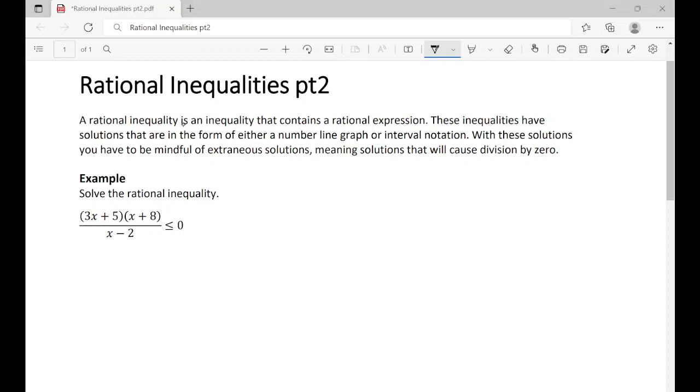A rational inequality is an inequality that contains a rational expression. These inequalities have solutions that are in the form of either a number line graph or an interval notation. I'm going to show both solutions here. With these solutions, you have to be mindful of extraneous solutions, meaning solutions that will cause division by zero. So if you have an extraneous solution, you've got to get rid of it. It has to go away.